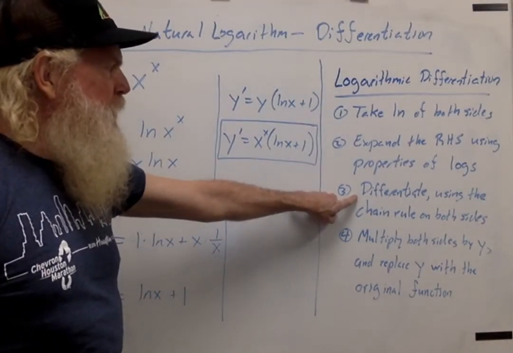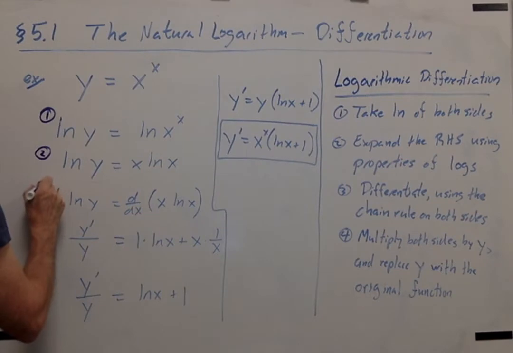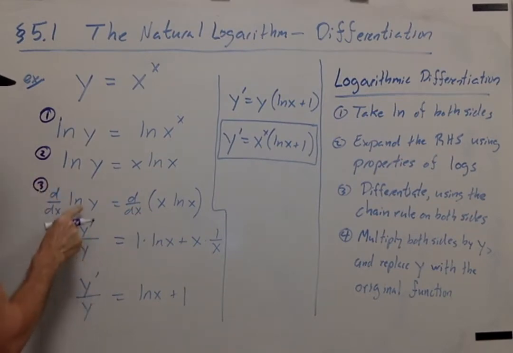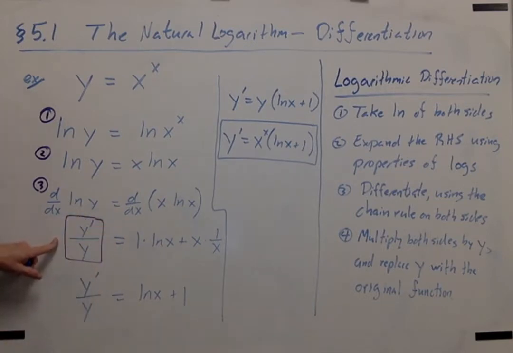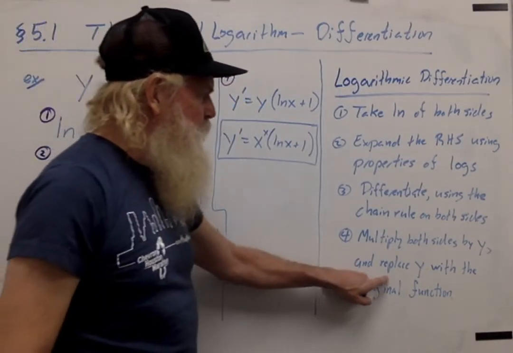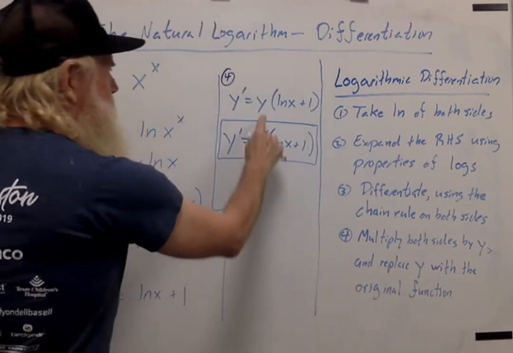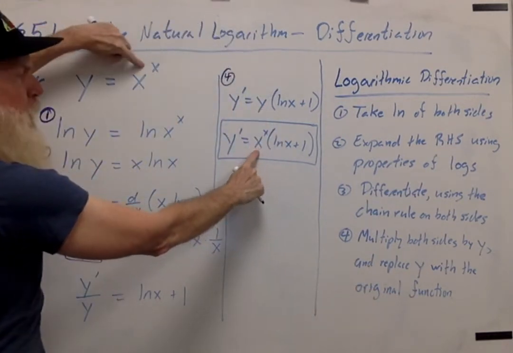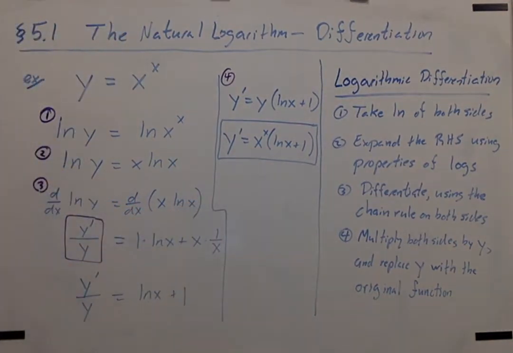For step 3, differentiate using the chain rule. The reason I'm saying to use the chain rule on both sides is to remind you that the derivative of natural log of y is y prime over y. So step 3 started here and continued down to about here. In step 4, we multiply both sides by y, so this y comes from the denominator on the left up to the numerator on the right. And then we replaced y with the original function. So where I had a y, I replaced it with x to the x. So this is an example of using logarithmic differentiation.